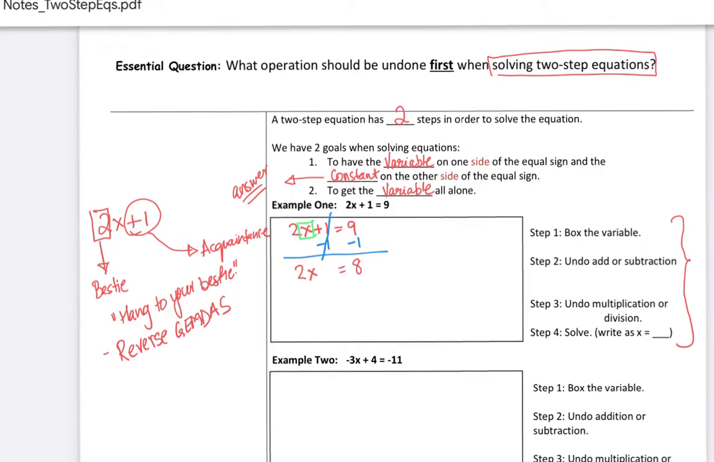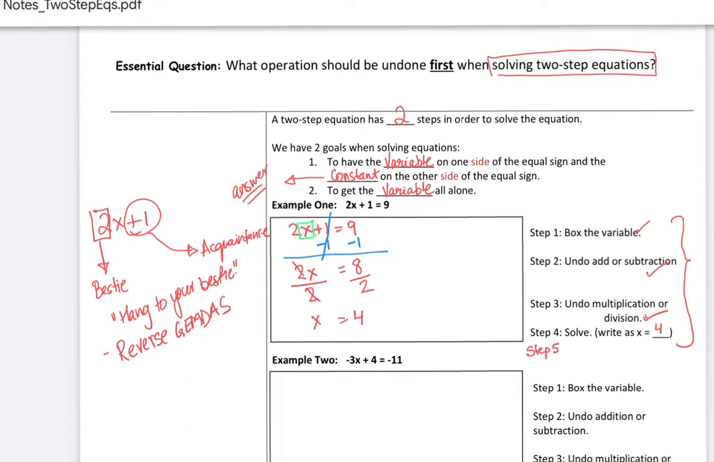Now this means 2 times x. So I've already boxed the variable. I've undone the addition or subtraction. And now I'm going to undo multiplication or division. 2x means 2 times x. So I'm going to do the opposite operation of that, which is divide both sides by 2. So I just did undo of multiplication or division. Well, 2 goes into itself once, leaving me just with x, and 8 divided by 2 is 4. So I'm left with x equals 4 as the solution.